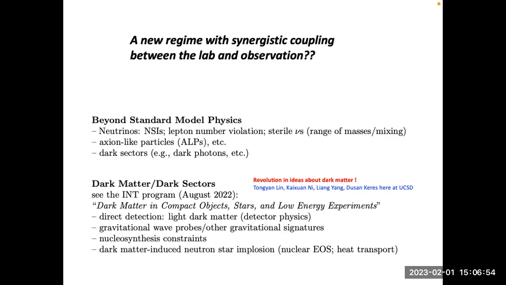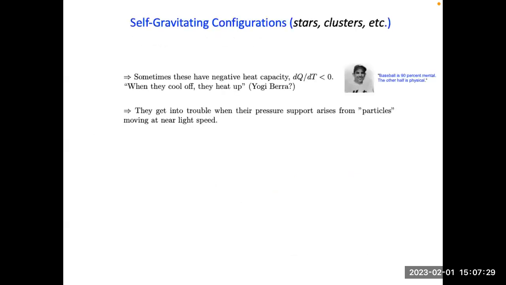There's a lot of activity in this area at UCSD. One thing I found very exciting was this program that we had this summer, dark matter and compact object stars and low energy experiments. This was at the Institute for Nuclear Theory in Seattle. And there's just this foment of ideas, new ideas about dark matter. The old days of your grandfather's dark matter of vanilla, non-interacting WIMPs that are utterly collisionless. Well, that may not be right. And instead, there might be many different kinds of dark matter with all kinds of interesting properties. So that's kind of where I'm coming from.